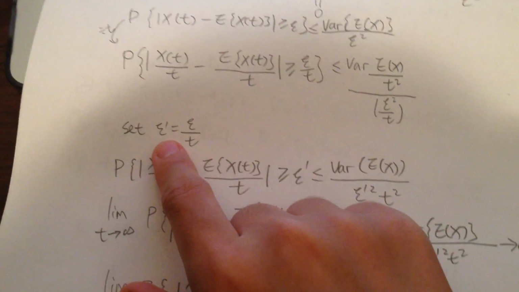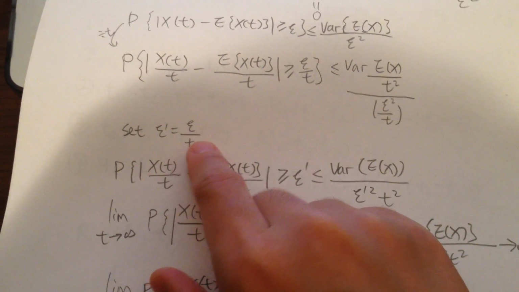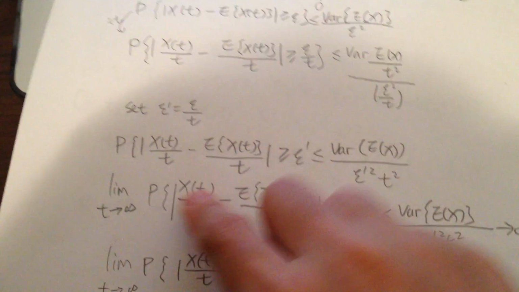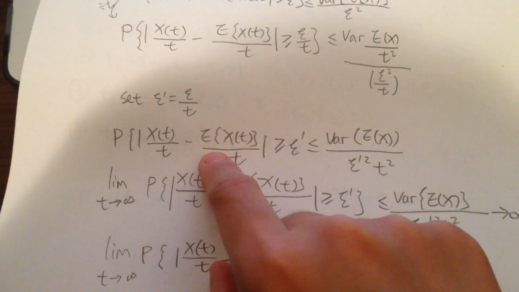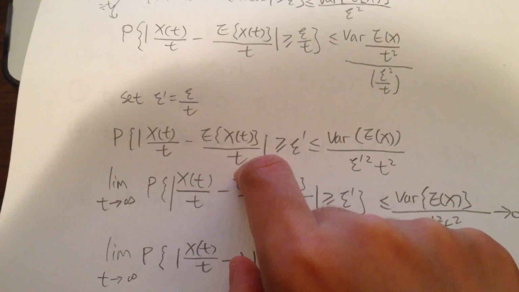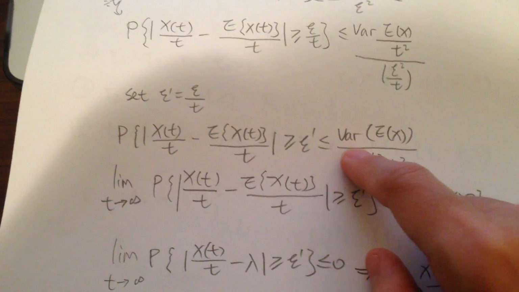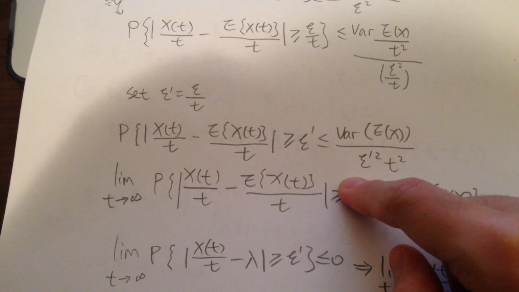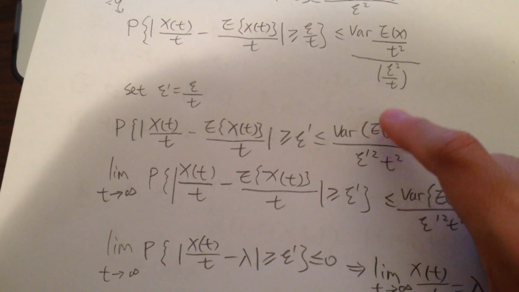If we set epsilon prime equals epsilon divided by t, then the probability of the absolute value of X(t) divided by t minus the expectation of X(t) divided by t is greater than epsilon prime should be less than the variance of X(t) divided by epsilon prime squared times t squared.